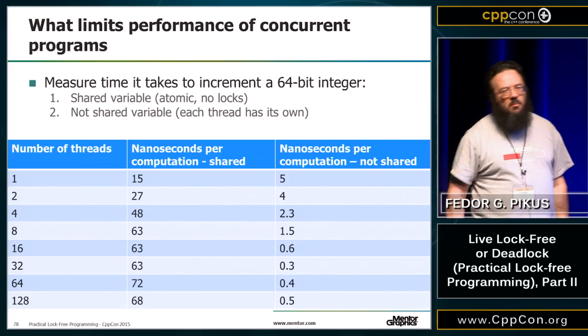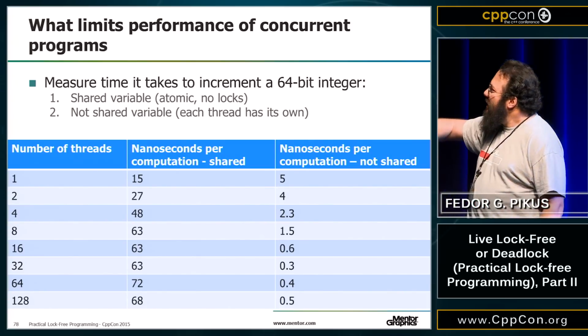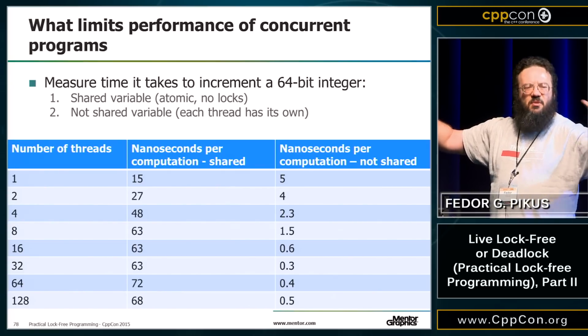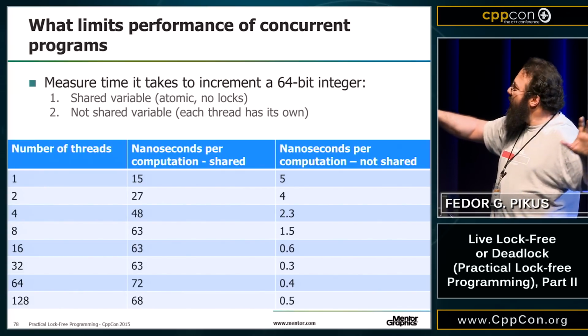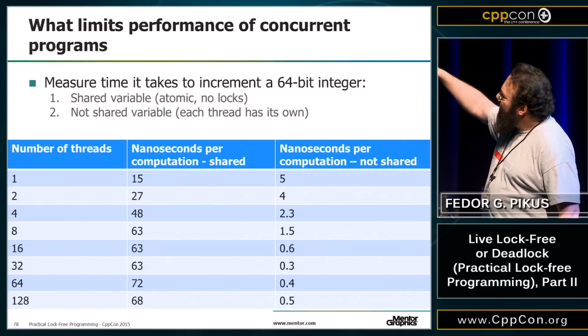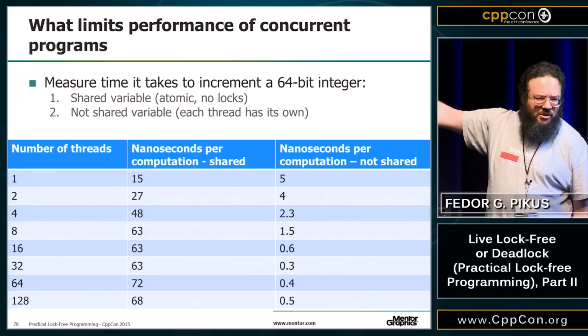I'll give you a simple example. This should be enough to convince you. I have a single integer variable, and I am incrementing it using atomic increment. And I measure, this is done on a fairly large machine because I actually did have 128 cores on that machine.